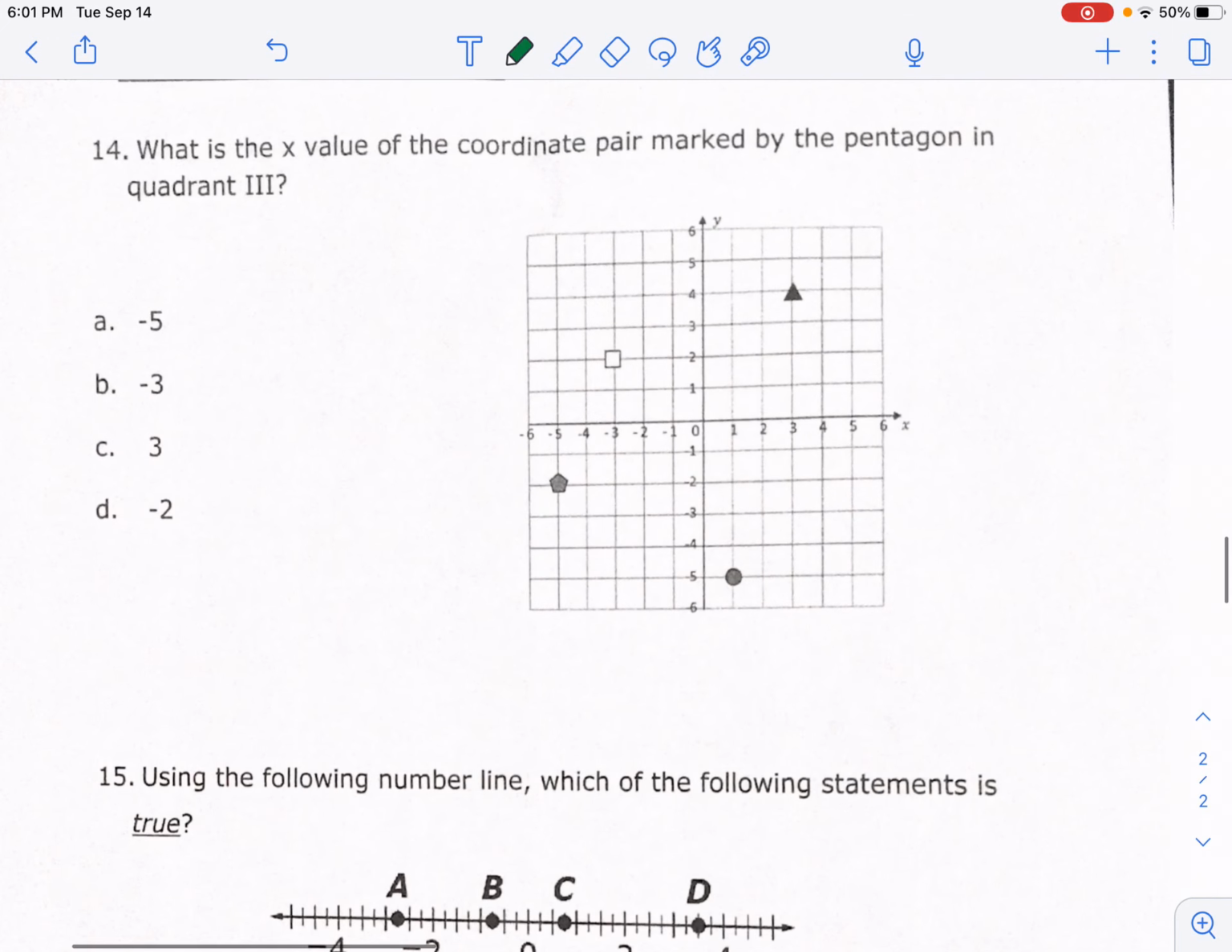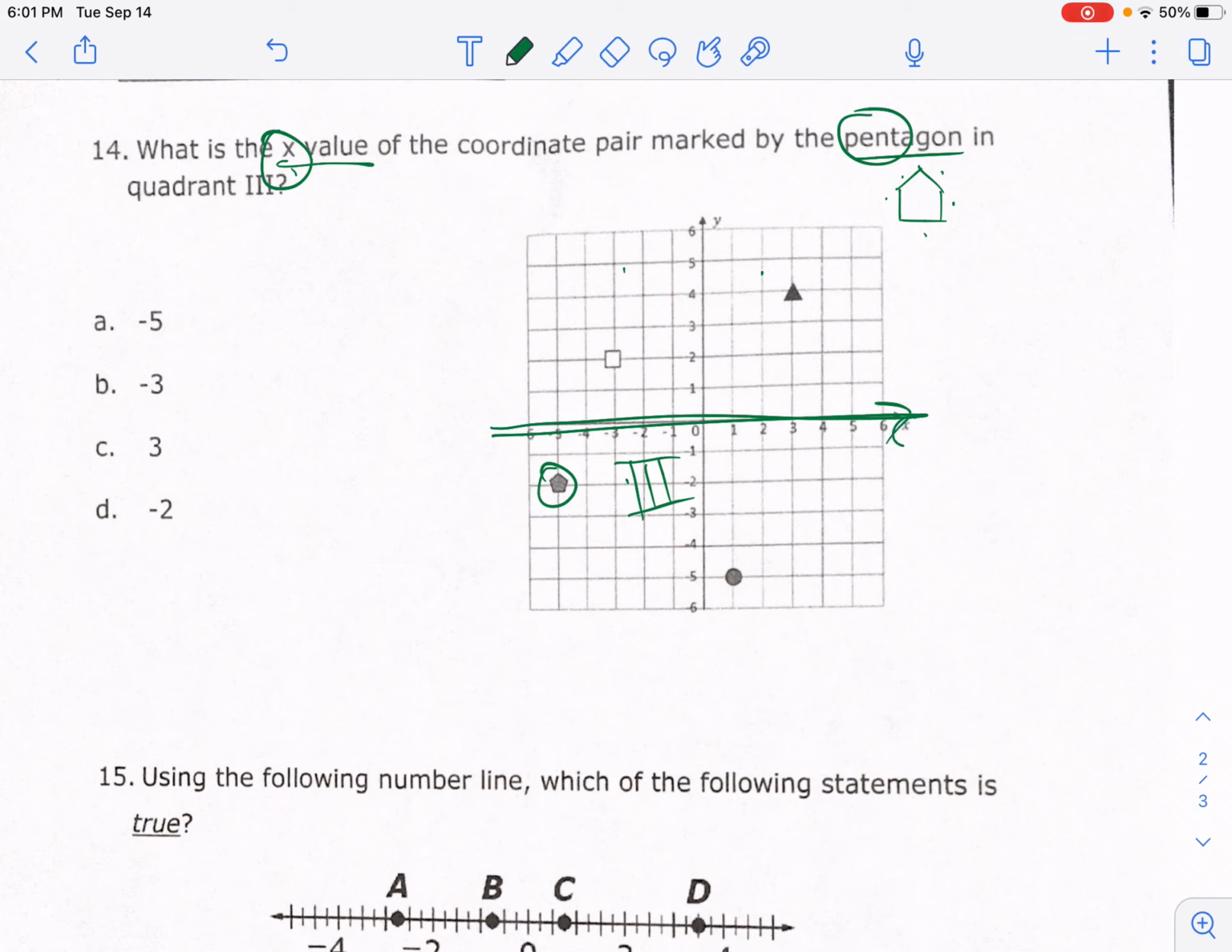Okay, what is the x value of the coordinate pair marked by the pentagon? Pent means 5, so that means something that looks kind of like that. Like that little house, because it has 5 sides, 1, 2, 3, 4, 5. Cute. In quadrant 3. So again, this is quadrant 1, 2, 3. And this is the pentagon. It wants to know the x value. That's where it crosses the x-axis. And how nice, they labeled your x-axis for you. It crosses the x-axis right here, and that was negative 5.